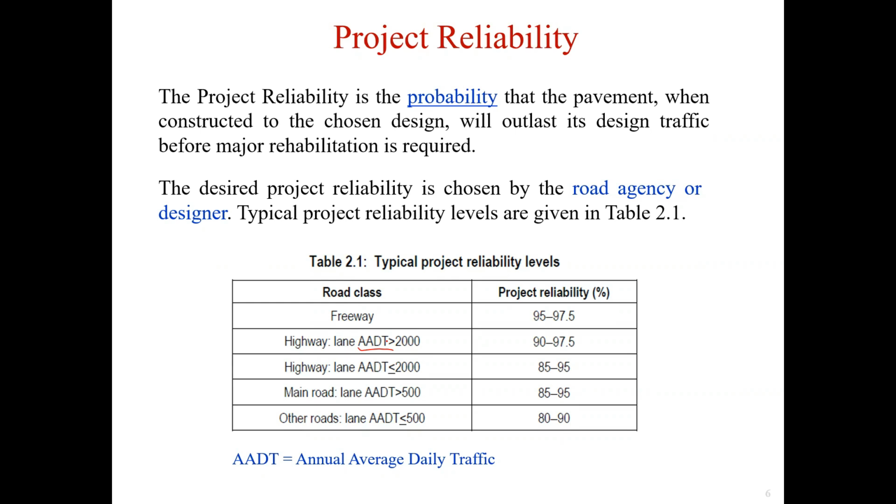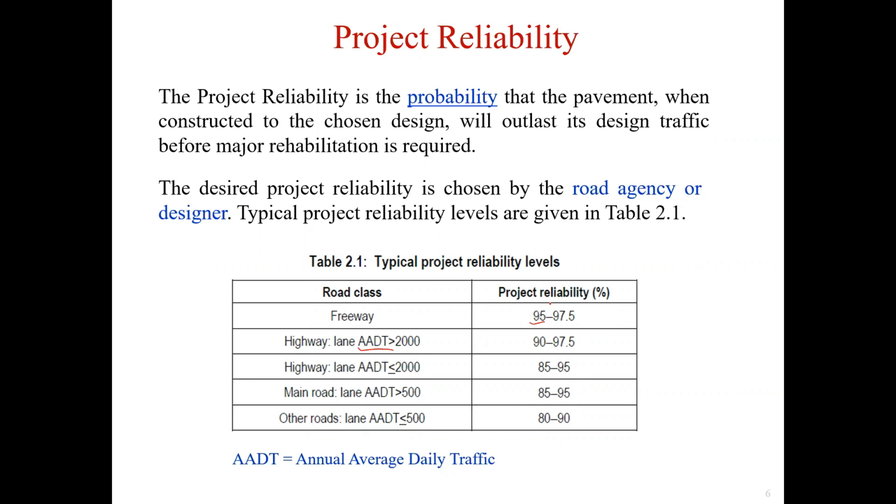Here in the table, for the freeway you might design for a reliability of 95%. If you choose that, it means 95 out of 100 constructed pavements of that design will outlast the design traffic. So there's only a 5% chance that the pavement will be distressed within the design period.